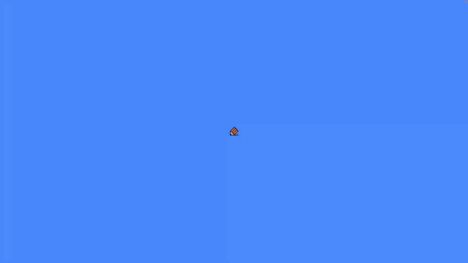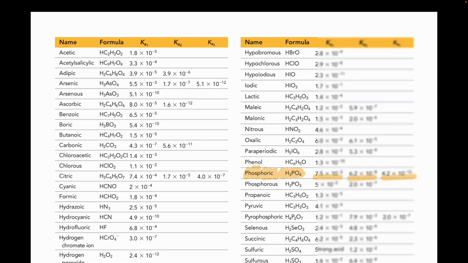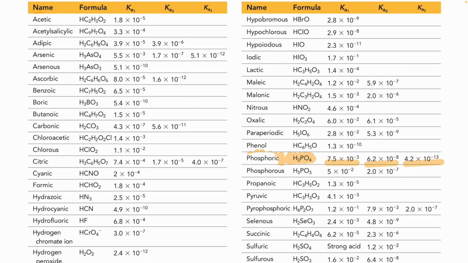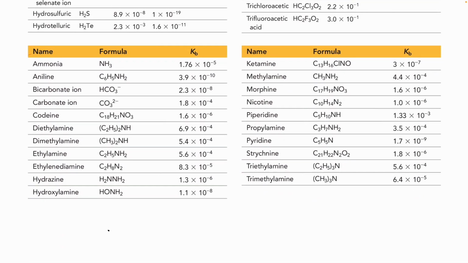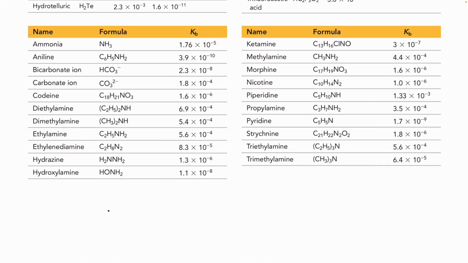Cool. All right, so we talked about weak acids. Where are we going with this now? We're going to go to weak bases. And if we scroll down on our table here, just like we have these Ka values for our weak acids, we also have Kb values for our weak bases. All right, so we have a bunch of bases listed here as well.